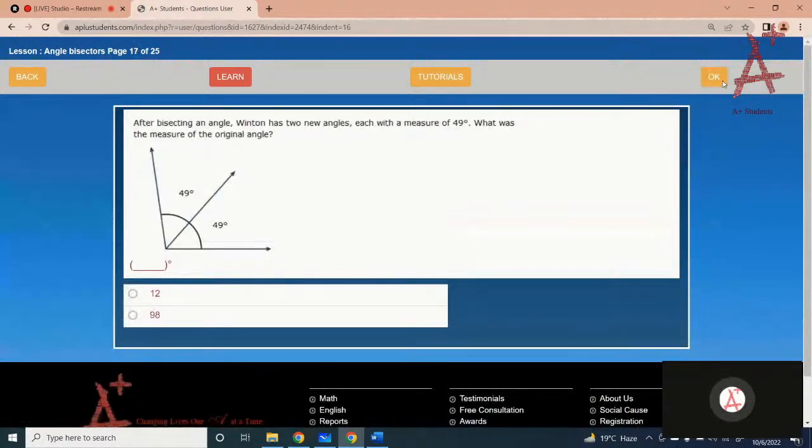After bisecting an angle, we have two new angles, each with a measure of 49 degrees. What was the measurement of the original angle? 49 times 2 is 98.